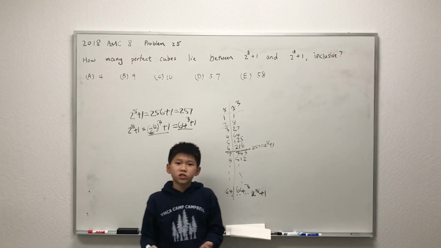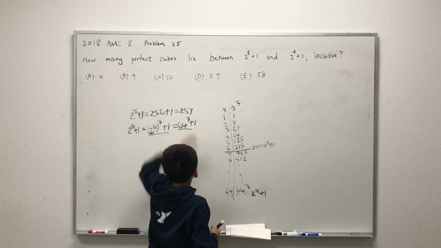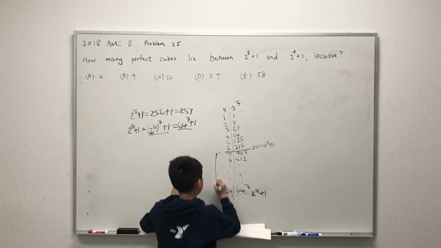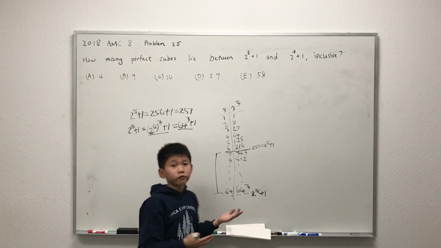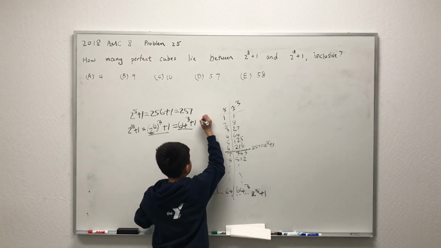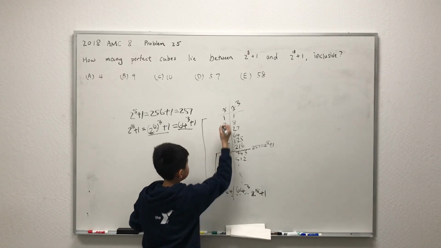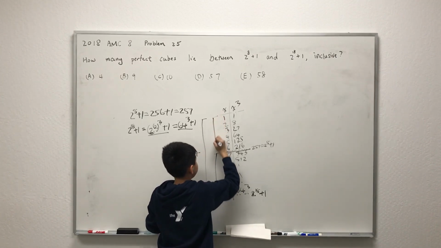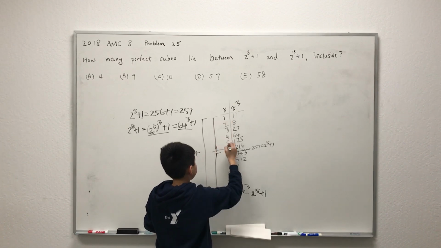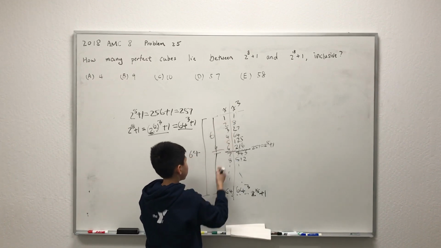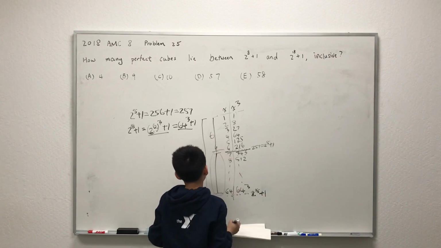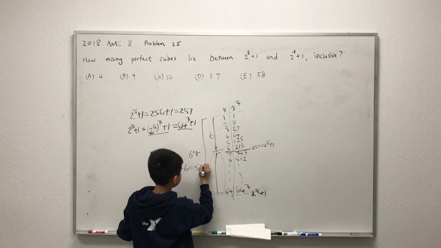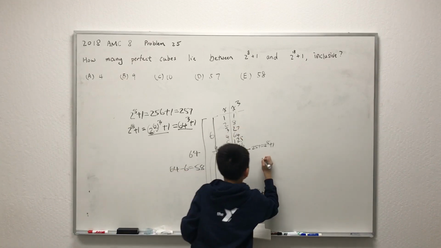Now, it's really easy to solve the problem, because now we're just looking for how many perfect cubes are in between this range. And to find that, all we need to do is find this total range, which is 1 to 64, so 64 numbers, and subtract it from this range, 1 to 6, which is 6 numbers. And that will give us this range. So that range is 58. Answer choice E.